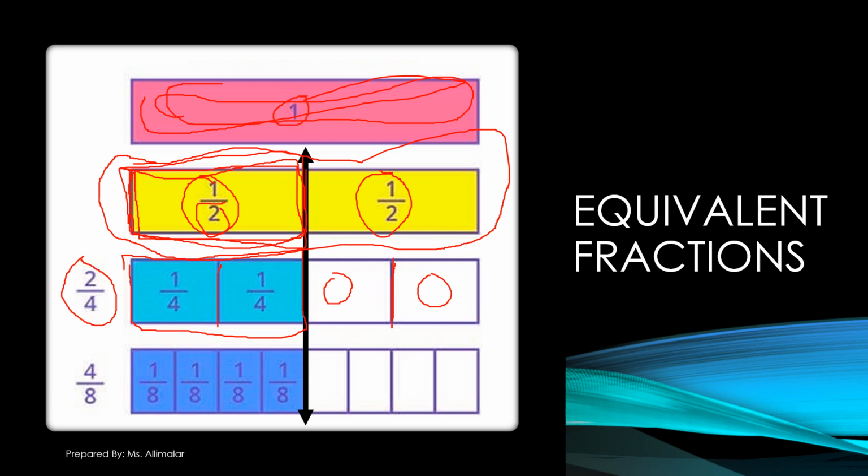Here also the same thing. You look at the yellow bar, 1 over 2. So 2 over 4 and 1 over 2 is the same thing, correct? If you see, the size of the bar is same. The length of the bar is same. So 1 over 2 and 2 over 4 is the same. Now look at the bottom part.